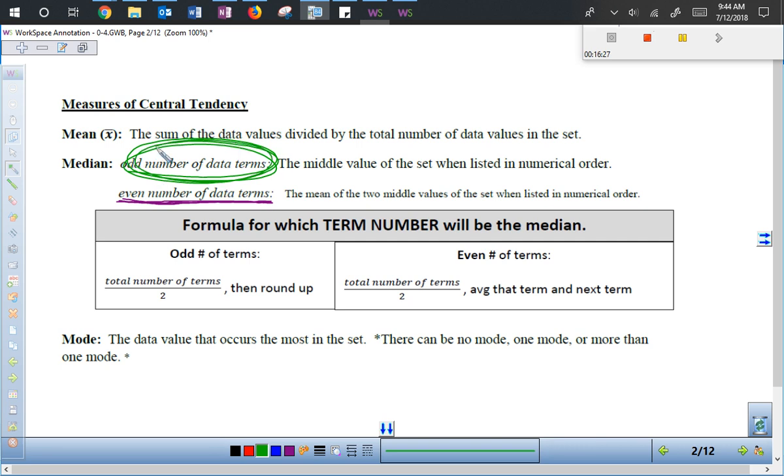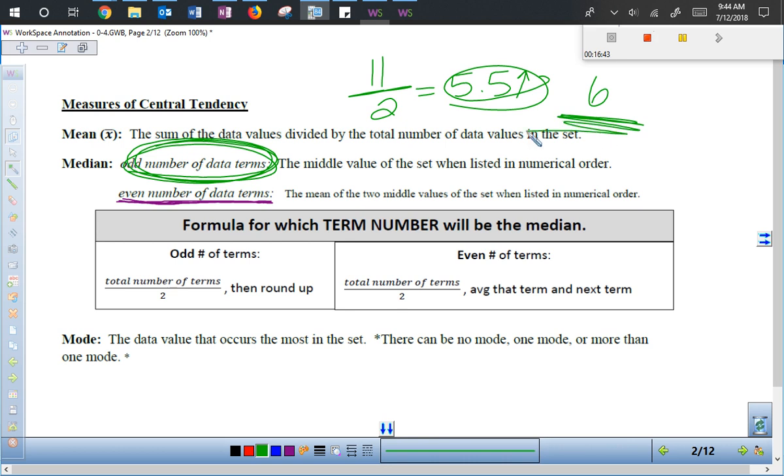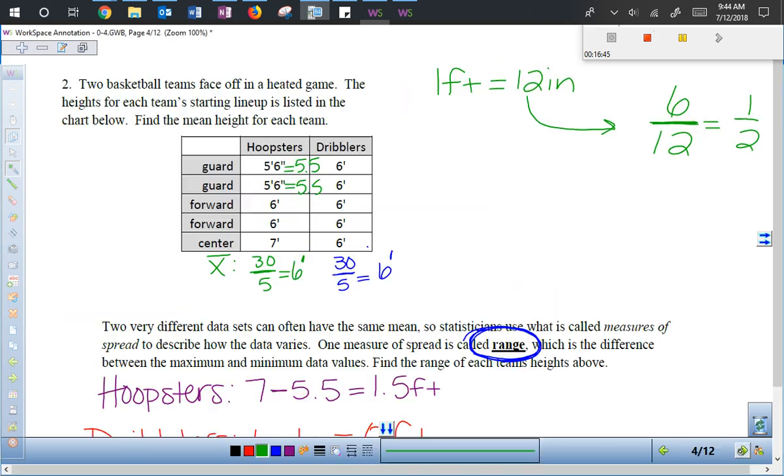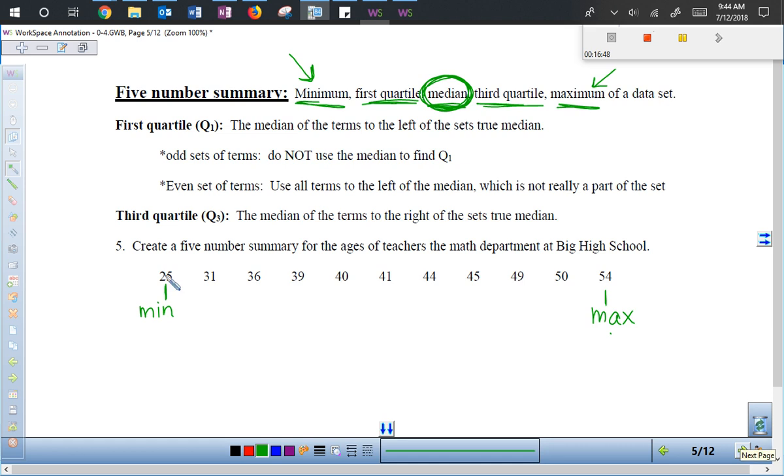And when there is an odd number of data terms, you take that number, so we said we have 11 terms, we're going to divide that by 2, and we get 5.5. Then we're just going to round up. 5.5 rounded up is 6. That means the 6th term of our data set is the median. So if we come back here, I can start 1, 2, 3, 4, 5, 6. This guy right here, 41, is the median value of our data.